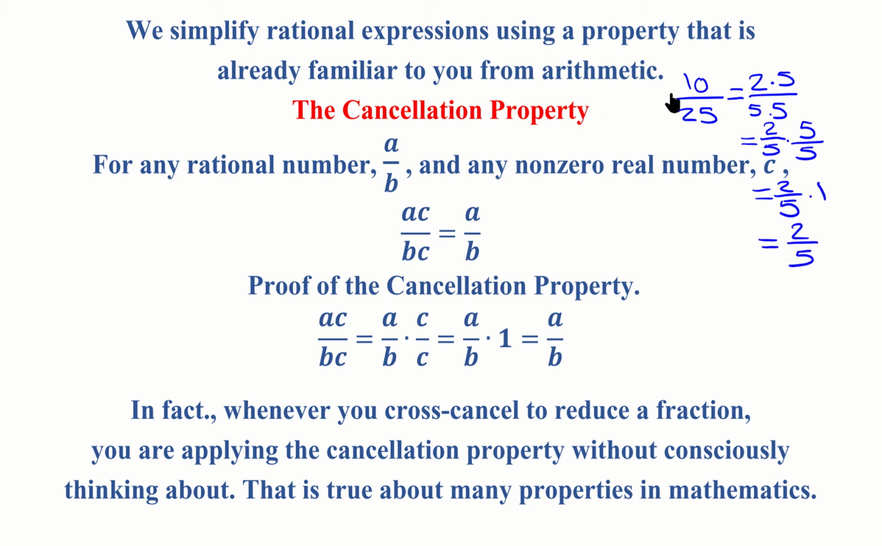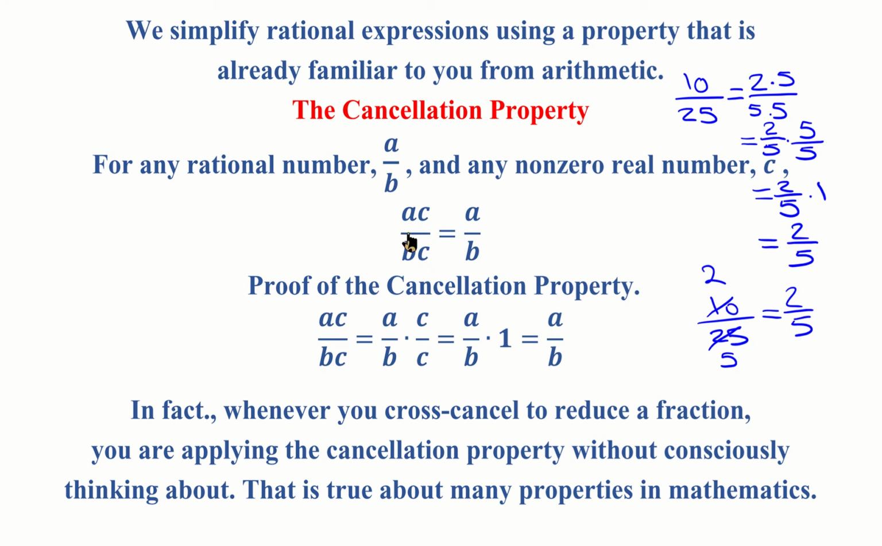So of course you don't show all this, do you? You usually just do this. You just go 10/25, 5 goes into 10 twice, 5 goes into 25 5 times, equals 2/5. But it's important to know that these are all the steps that we're taking for granted when we do this. So this is the real reason why this works.